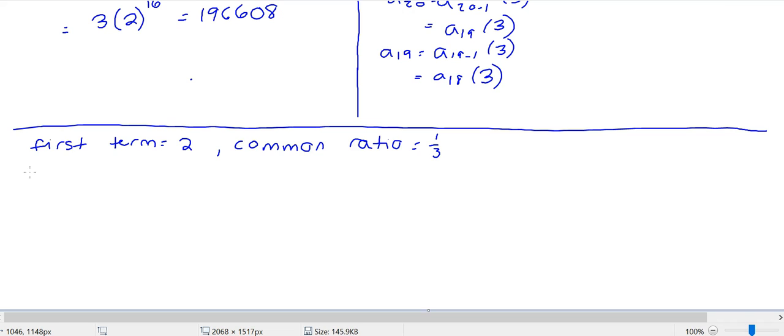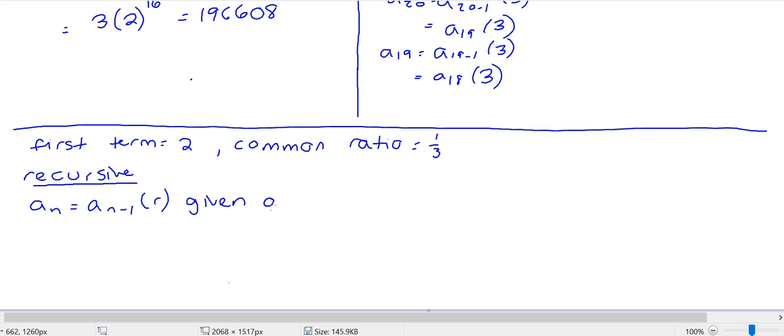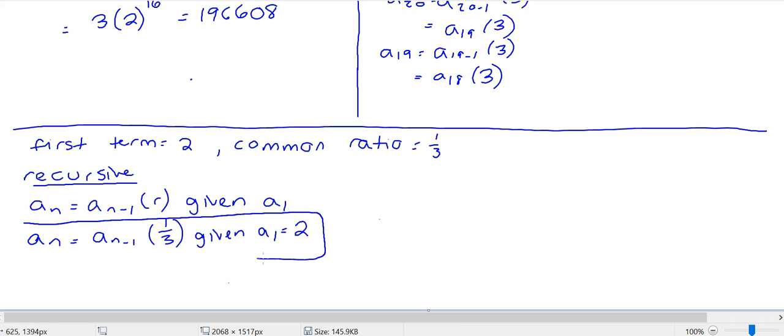So let's say we wanted to write a recursive definition of this sequence. The recursive definition of any geometric sequence is a sub n is equal to a sub n minus 1 times r, given a sub 1. This you will have to memorize because it's not on the formula sheet. So for our sequence, a sub n is equal to a sub n minus 1 times r. The common ratio is 1/3. Given a sub 1 is equal to 2, and this would be your recursive formula.